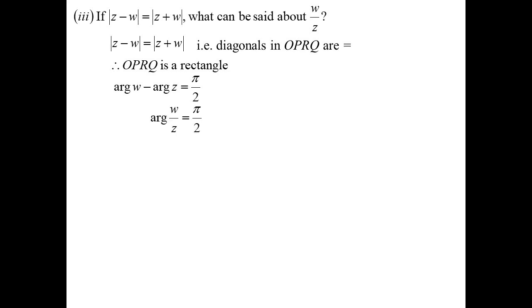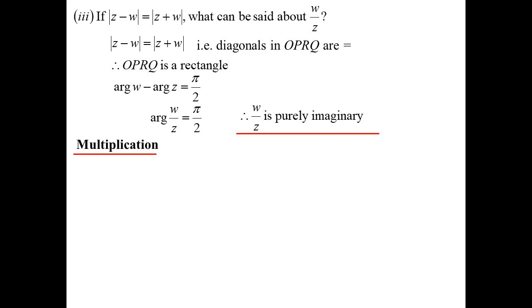Well, using the laws we saw about arguments, that's the same as saying the argument of w over z is pi on 2. So what can be said about w on z? Well, if its argument is always pi on 2, then it's got to be purely imaginary, because it lies on the imaginary axis.